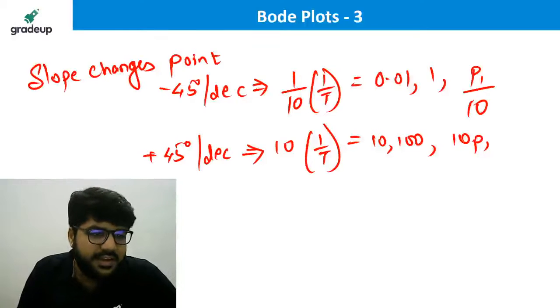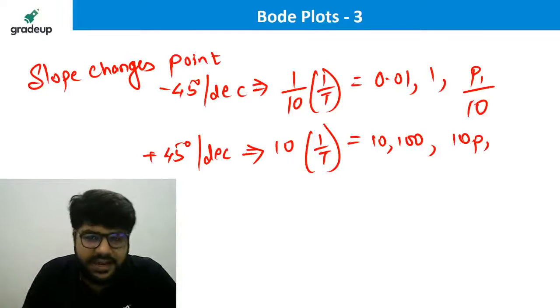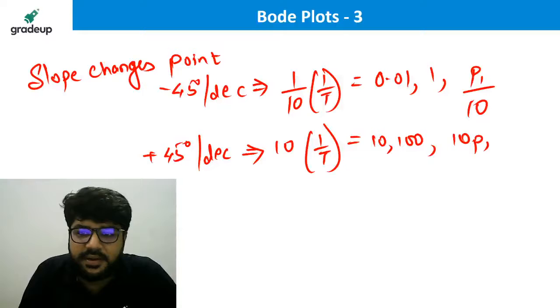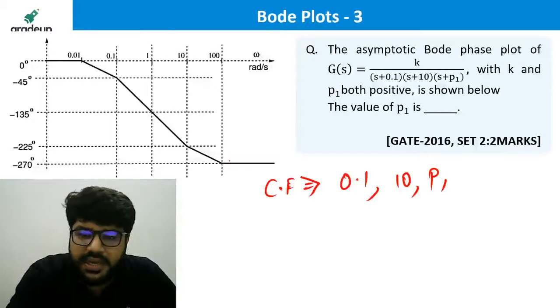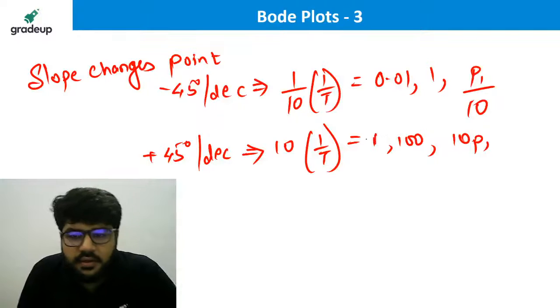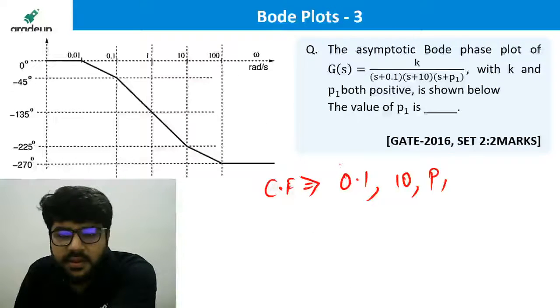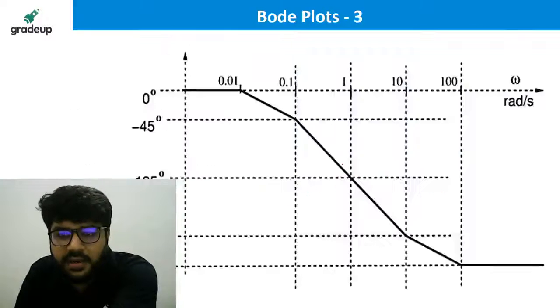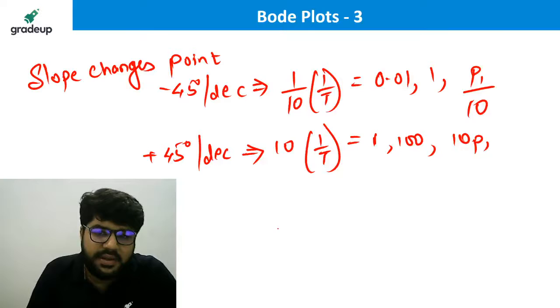Yes, Aruna, the 90 degree phase changes for 1 decade change in frequency. That is how I explained it. Okay. So 10 times 0.1 is 1. Let me just check again. Yeah, 1/10 points are 0.01, 1, P1 by 10, and 10 times points are 1, 10 into 10 is 100, and at 10 P1. Correct it is now.